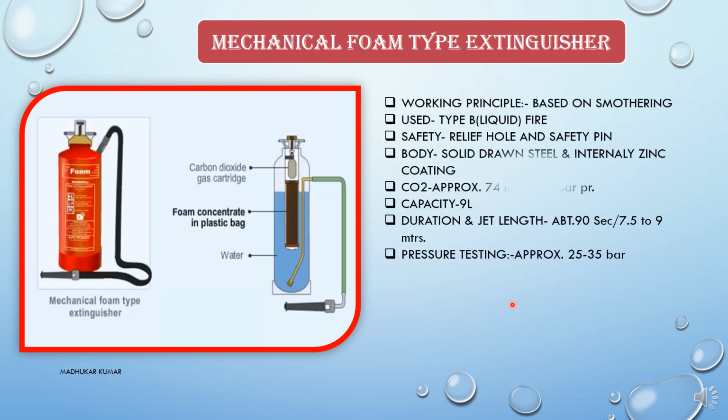Here are the details based on smothering, type B liquid, safety is relief hole and safety pin, solid drawn steel and internally zinc coating, again to prevent corrosion, CO2 74 milligram, 34 bar pressure, capacity 9 liter, duration 90 seconds, 7.5 to 9 meters jet length, pressure testing 25 to 35 bar. So this is the detail provided for the mechanical foam type extinguisher.